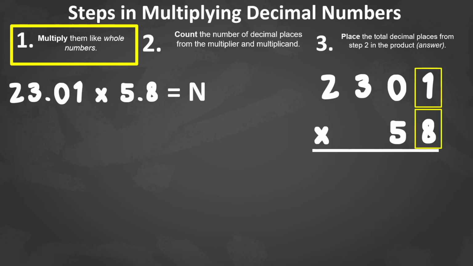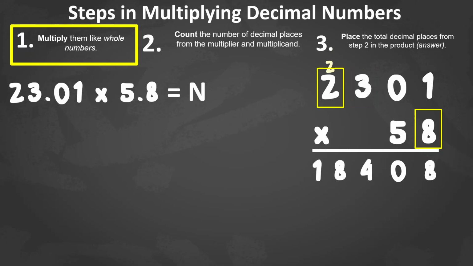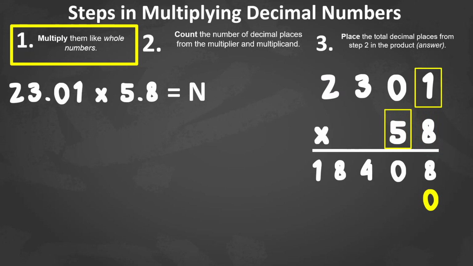Let's start. We have 8 times 1 is 8. Next, 8 times 0 is 0. 8 times 3 is 24. We put 4 below and carry over the 2 to our next digit. 8 times 2 is 16 plus 2, which is 18. We're done multiplying 8, so now we move to the 5, which is on the tens place. We have to affix 0 now. After affixing the 0, we can now multiply 5 and 1, which is 5. 5 times 0 is 0. 5 times 3 is 15. So we put 5 below and carry 1 over to the next digit. 5 times 2 is 10 plus 1, and that's 11.